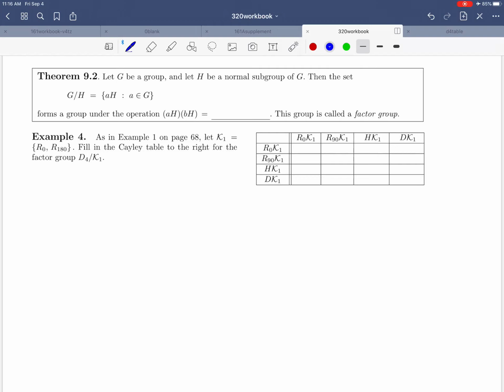Hello everybody, and welcome to Theorem 9.2 on page 70 of the workbook. Before we dive into this theorem, let's remind ourselves what we've talked about so far in this section.